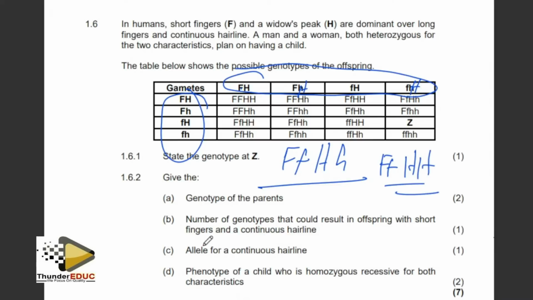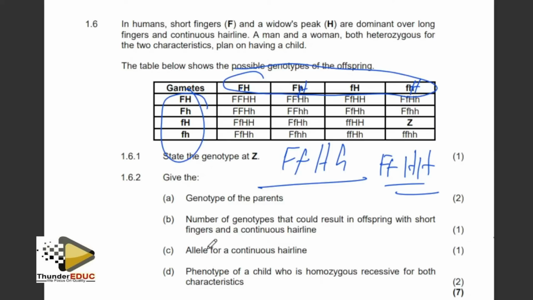They're saying the number of genotypes that could result in offspring with short fingers, and short is dominant, isn't it? And then this one is recessive. Because it's recessive, I need to have the small h. As long as I have capital H, it is 1, it is 2, it is 1, it is 2, yours, and then yes, it is 3.